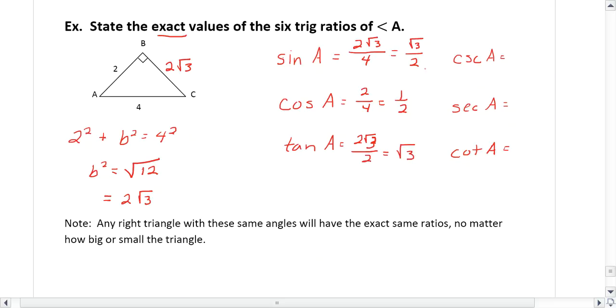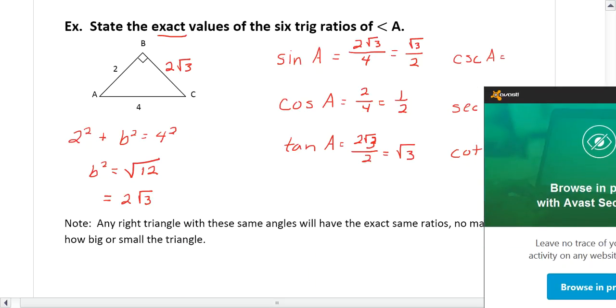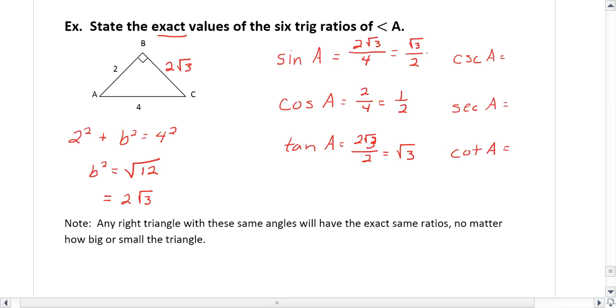Now I set this up on purpose. I put the cosecant right next to the sine because it is the reciprocal function. So all we have to do is take the reciprocal of this. We have to write this as 2 over square root 3. But then we notice we cannot divide by an irrational number, so we have to rationalize this, multiply by square root 3 over square root 3, and we're left with 2 square root 3 over 3.